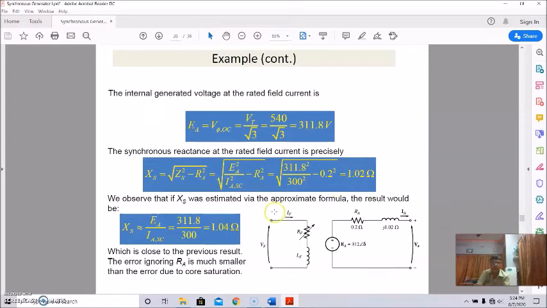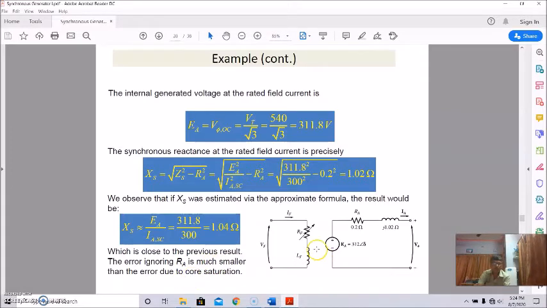We observed that if the synchronous reactance was estimated via the approximate formula, the result would be XS equal to EA by ISC, that is 311.8 by 300, which is 1.04 ohm. So it is almost the same, close to the previous result. The error of ignoring RA is much smaller than the error due to saturation.